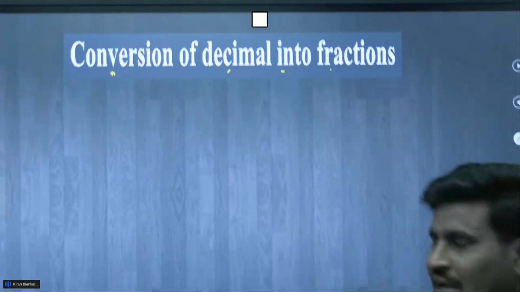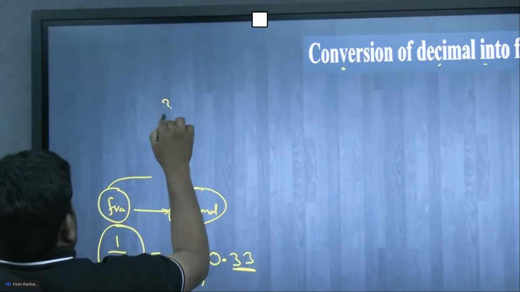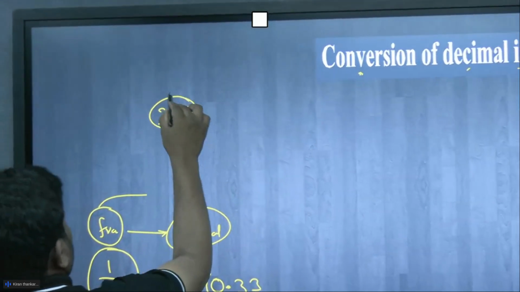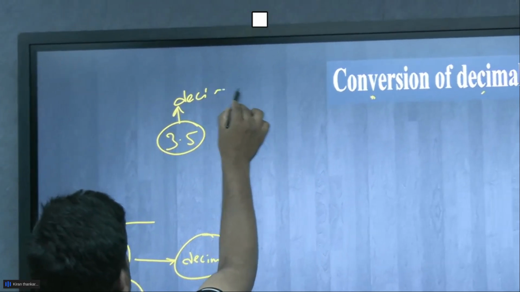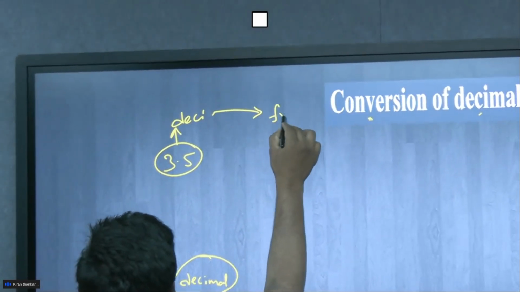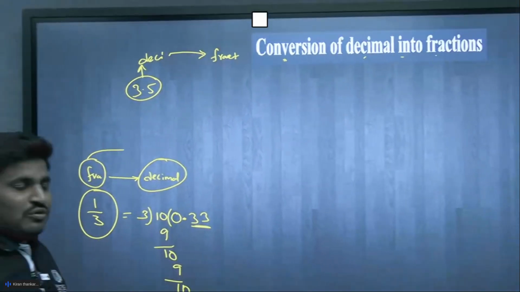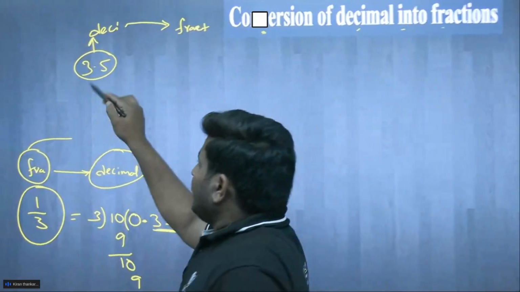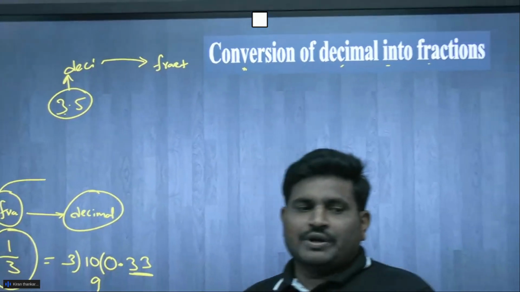Now the conversion of decimal into fraction. Let us take 3.5. It is a decimal number. When we convert this decimal number to a fraction, how to simplify that, how to convert that? In the decimal number, you just remove the decimal point.